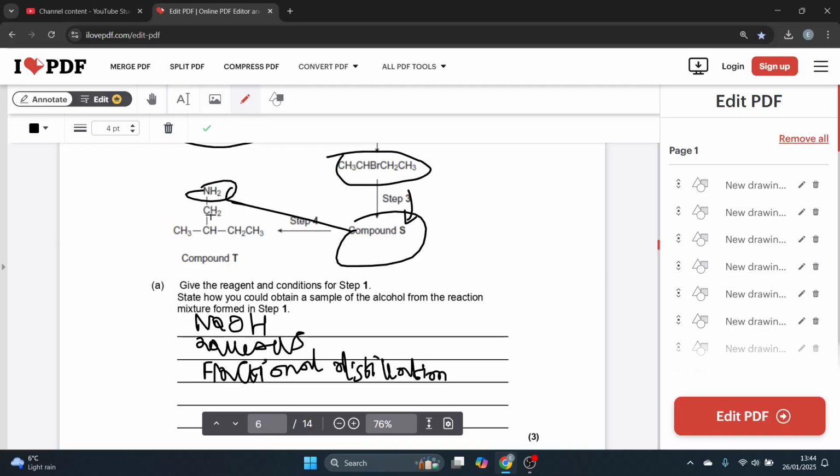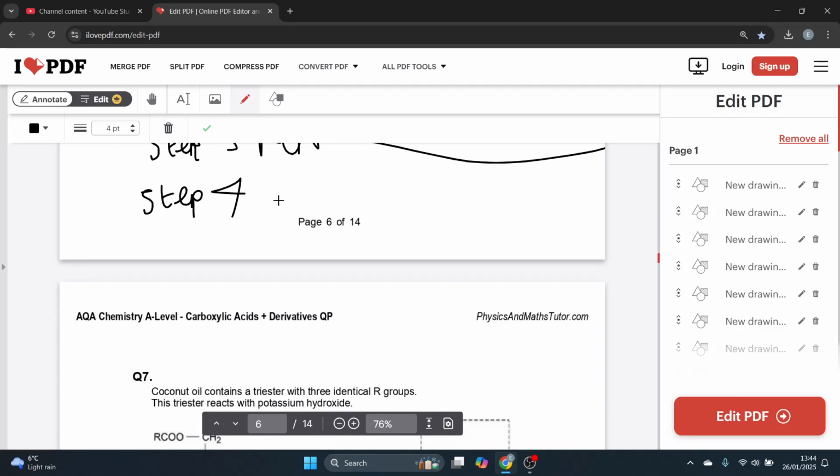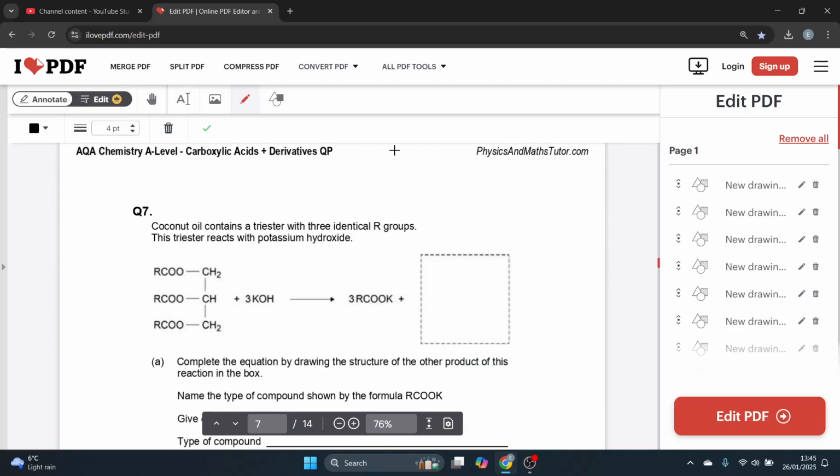Step 4, going from the nitrile, I'm going to use hydrogen and nickel. Catalytic hydrogenation.